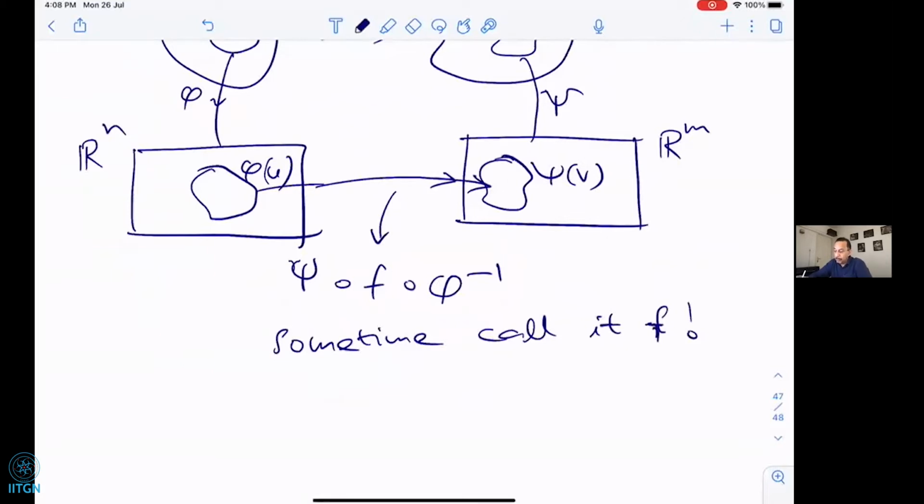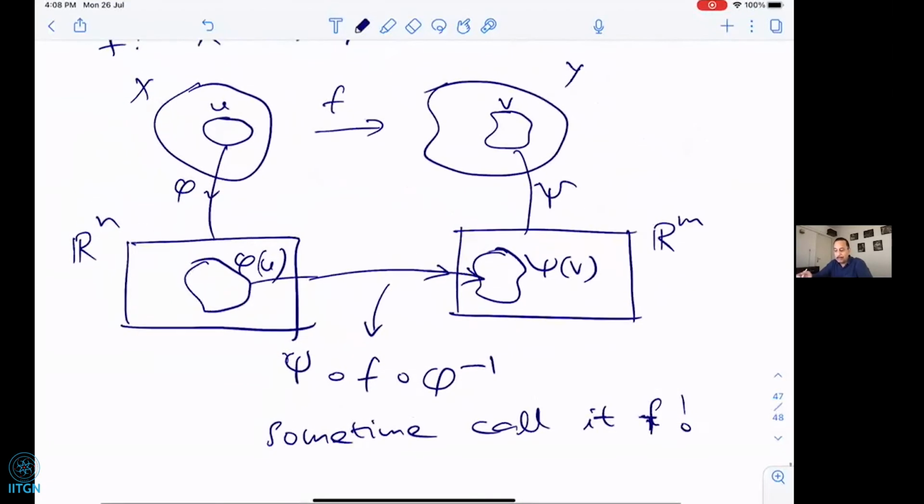It's a kind of typical abuse of notation which physicists do, but even mathematicians do sometimes. We'll just call this f because it contains the same information as the original function, assuming that x and y already come with their given homeomorphisms, namely their given charts. So they already come with all that. So essential information of the original f is captured by psi f phi inverse.